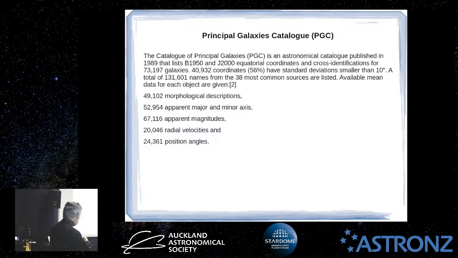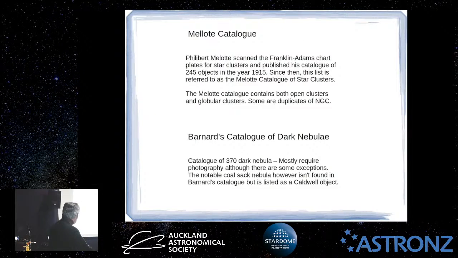And there are other catalogues of galaxies that are really only used by professionals. Other catalogues of interest, we're nearly at the end. The Melotte catalogue, and you'll sometimes see this. This is a catalogue of star clusters. Some of them are duplicates of things catalogued in the New General Catalogue. Yeah, it's not really commonly used, but I do come across it in things like they'll say, oh, this is a photograph of Melotte something or other.